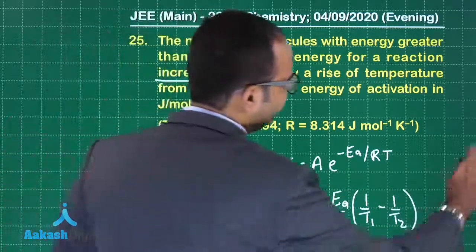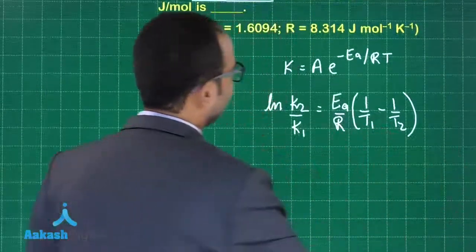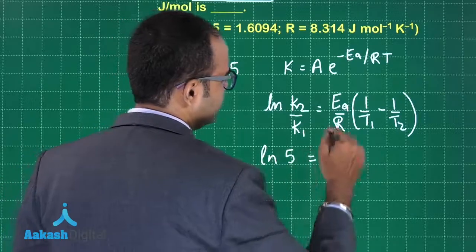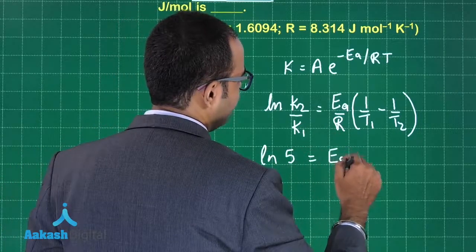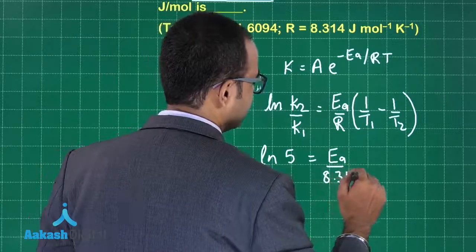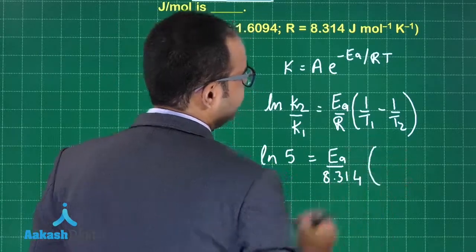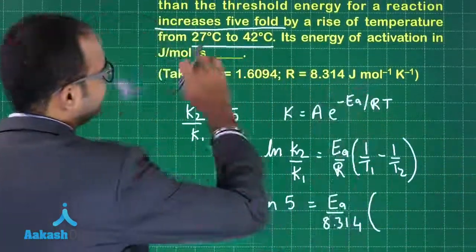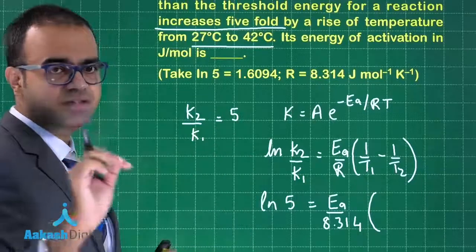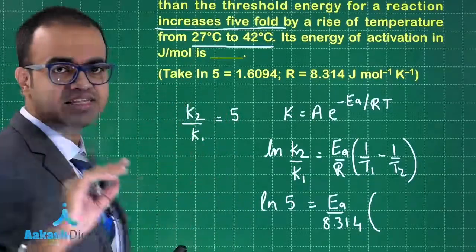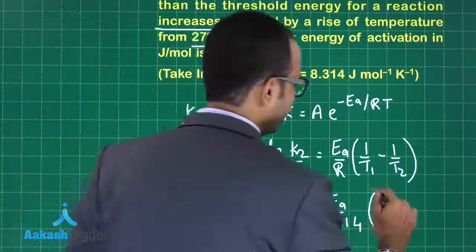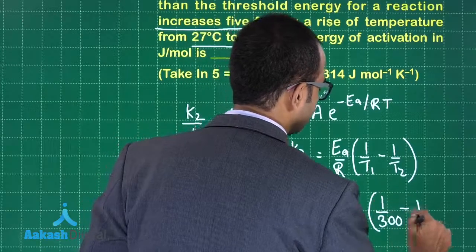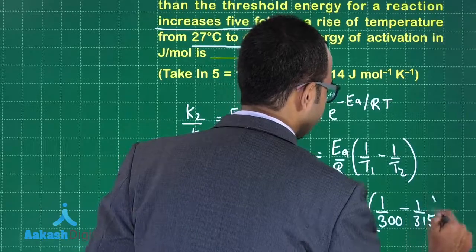Okay, we know the value of K2 by K1, right? So what is the value of K2 by K1? It is 5. So this is Ea upon 8.314. What is the temperature T1 given to us? 27 degrees Celsius, that is 300 Kelvin. 42 degrees Celsius, that is 315 Kelvin. So 1 upon 300 minus 1 upon 315.